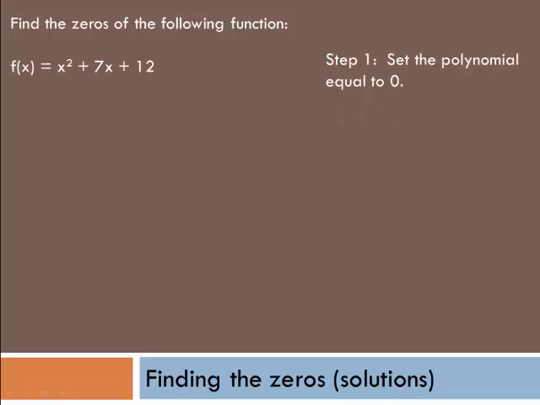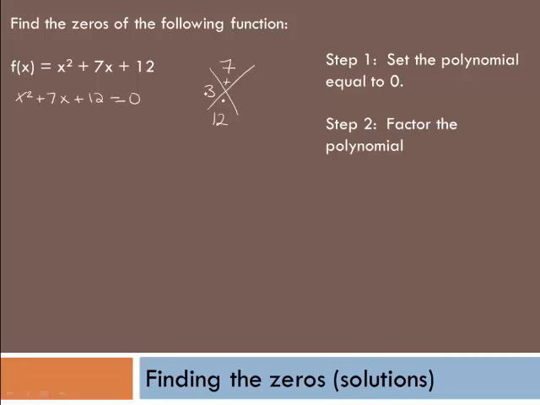The first thing is we'll set the polynomial equal to 0. So instead of being f of x is equal to x squared plus 7x plus 12, I'll make this x squared plus 7x plus 12 is equal to 0. Then we factor the polynomial. Use a method that we've discussed earlier. I want two terms that will add up to make 7 but will multiply to make 12. And that gives me 3 and 4. So this will factor to x plus 3 and x plus 4.